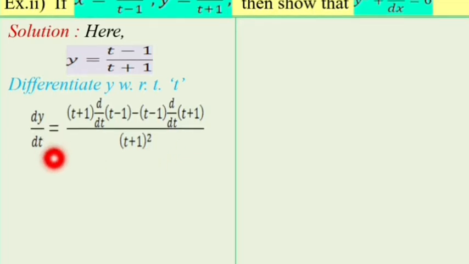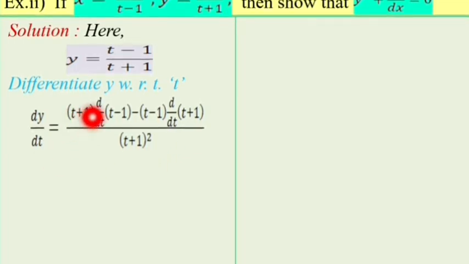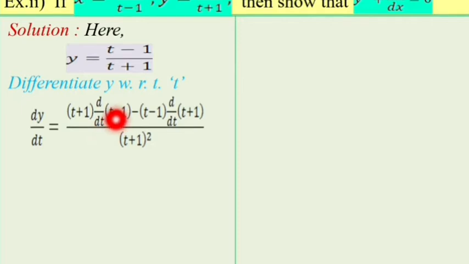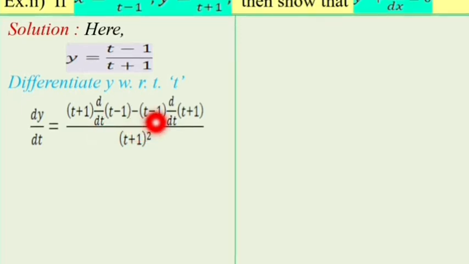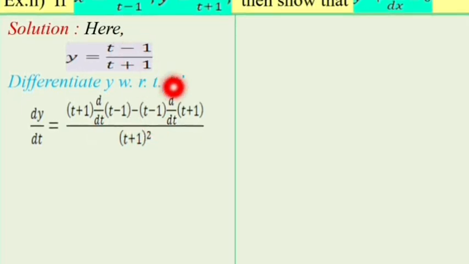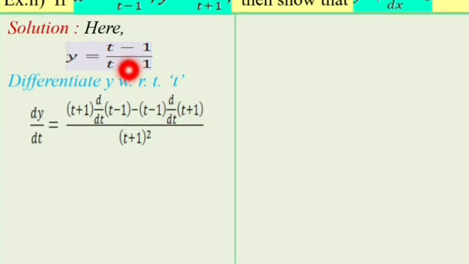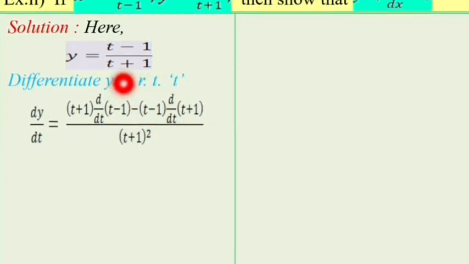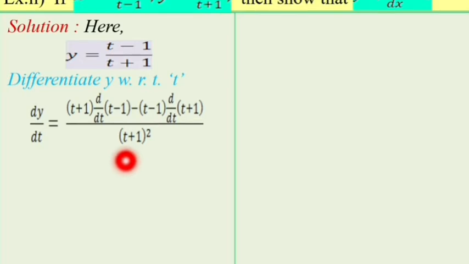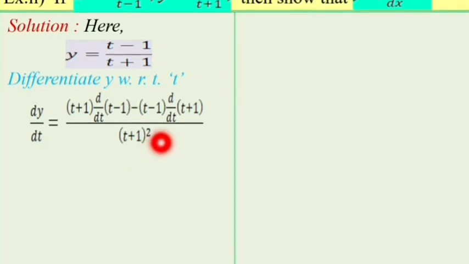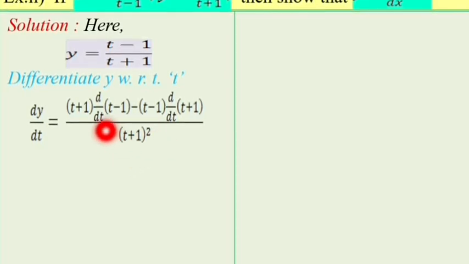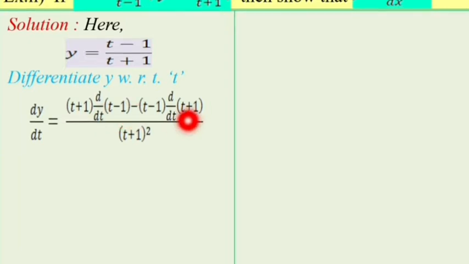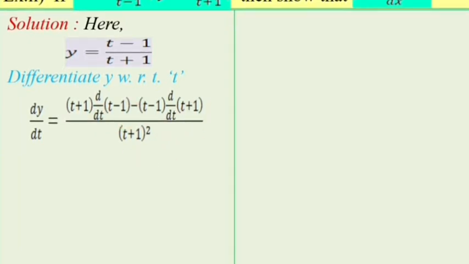And therefore dy/dt equals (t + 1) times d/dt of (t − 1), minus (t − 1) times the derivative of (t + 1), that is, denominator times derivative of numerator minus numerator times derivative of denominator, whole divided by denominator square, that is (t + 1) whole square. Okay, now taking only the derivative of t − 1 and t + 1 in the next step.